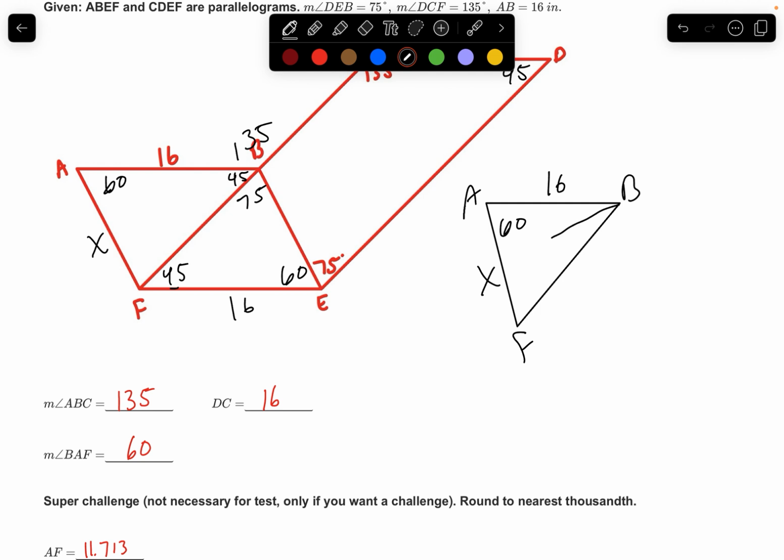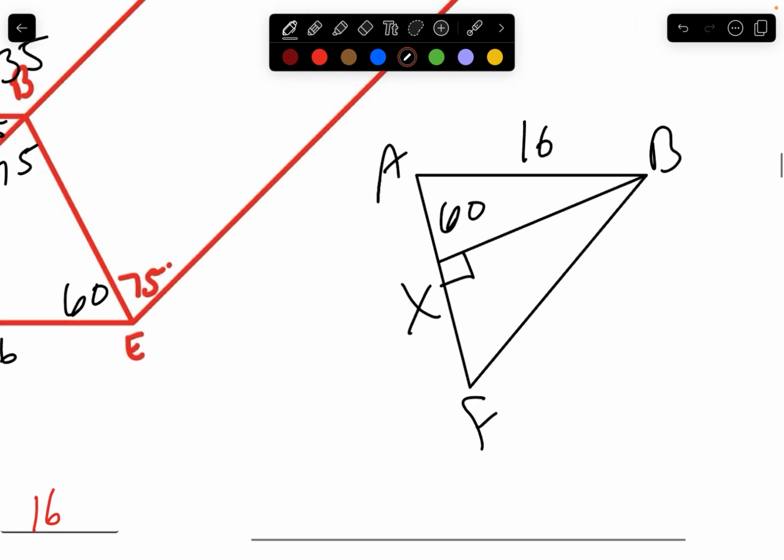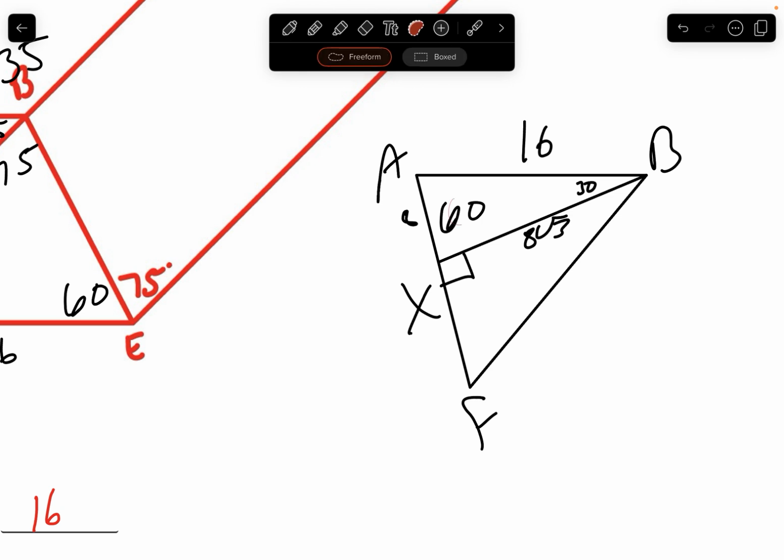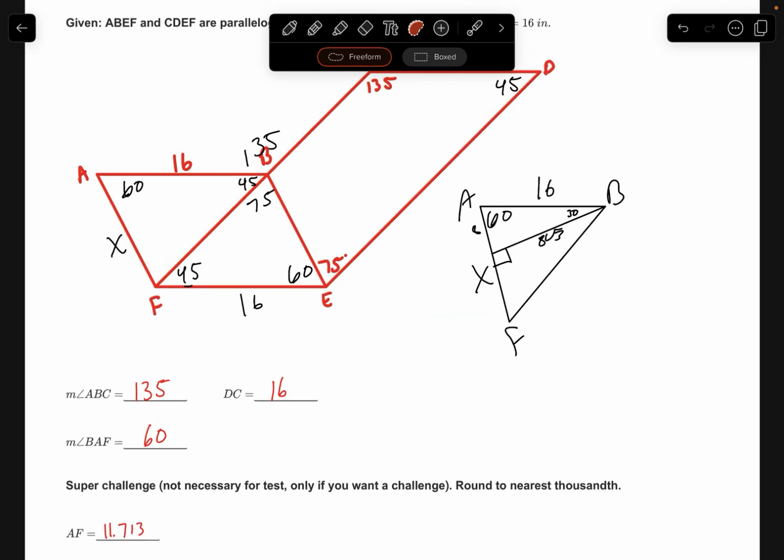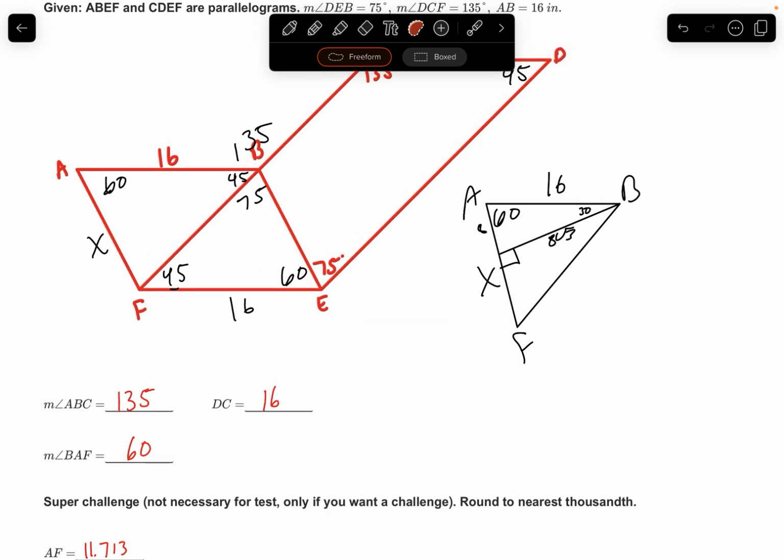So I could drop a line like this. And if that's 60, 90, this would be 30. So this would be 8. This would be 8 root 3. 30, 60, 90 rules, right? So this 60, just to be clear, is this corner. So 30, 60, 90 rules. If that's 16, I drop my own height there. How big is the other corner?